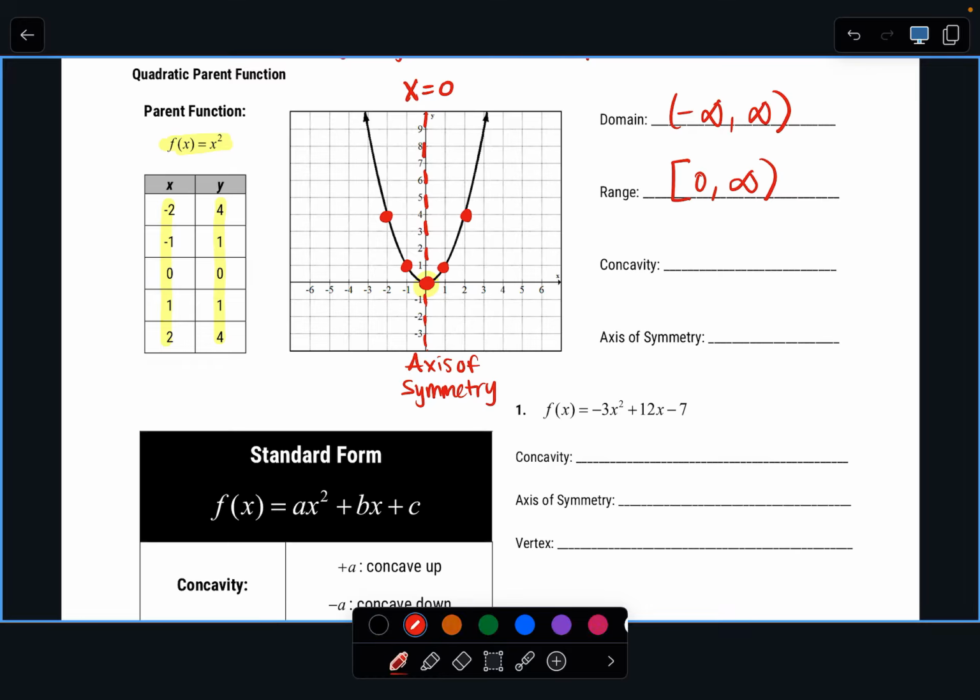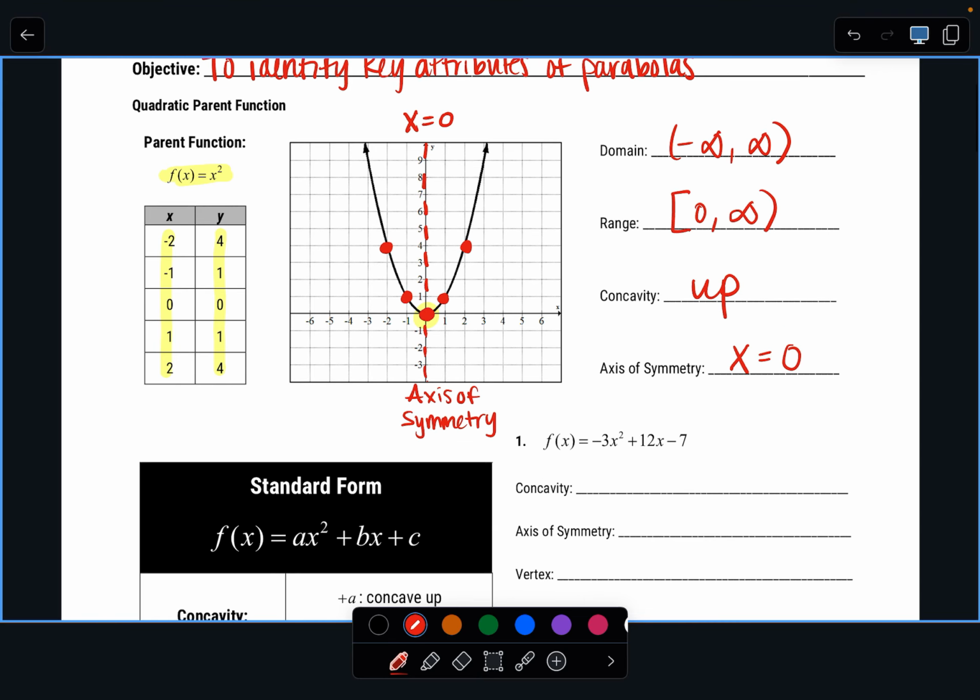Now, we have 2 types of concavity. It can either be concave up or concave down. It's basically what direction your parabola is facing, and ours is facing upwards for the parent function. And we just said the axis of symmetry is x equals 0. One thing I'm going to add on to this that isn't necessarily there: the vertex of the parent function is 0, 0.